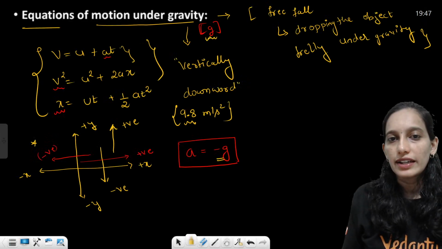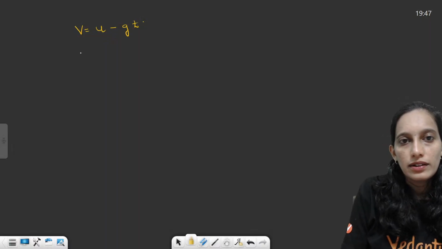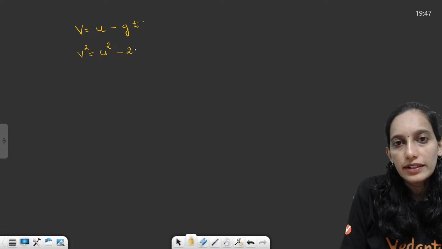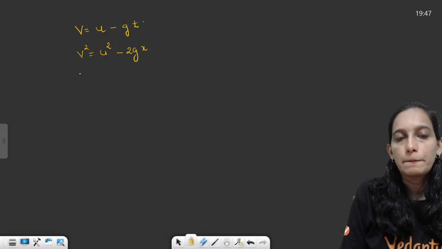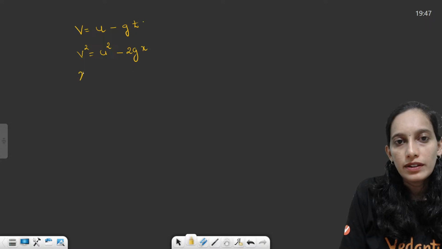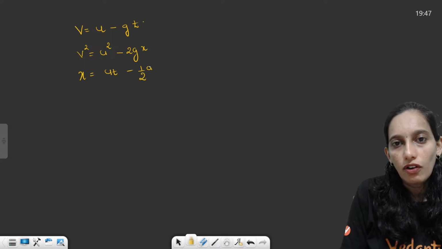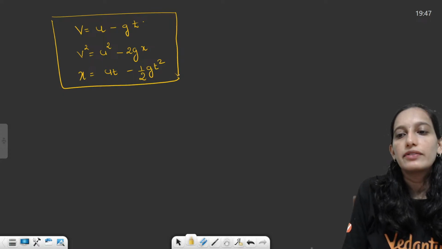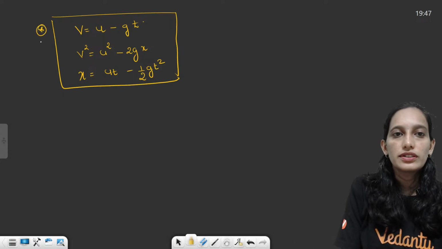Then we had the second equation as v square is equals to u square minus 2gx. And the other one is x is equals to ut minus half of gt square. Okay, with the sign convention I had given, you can follow with this equation.